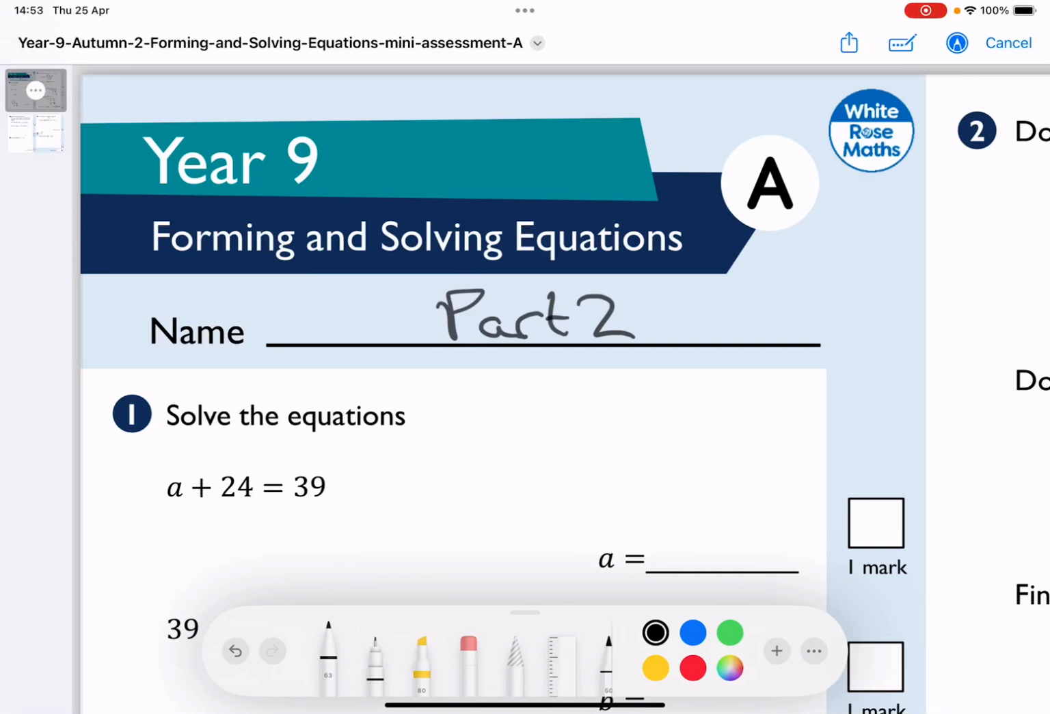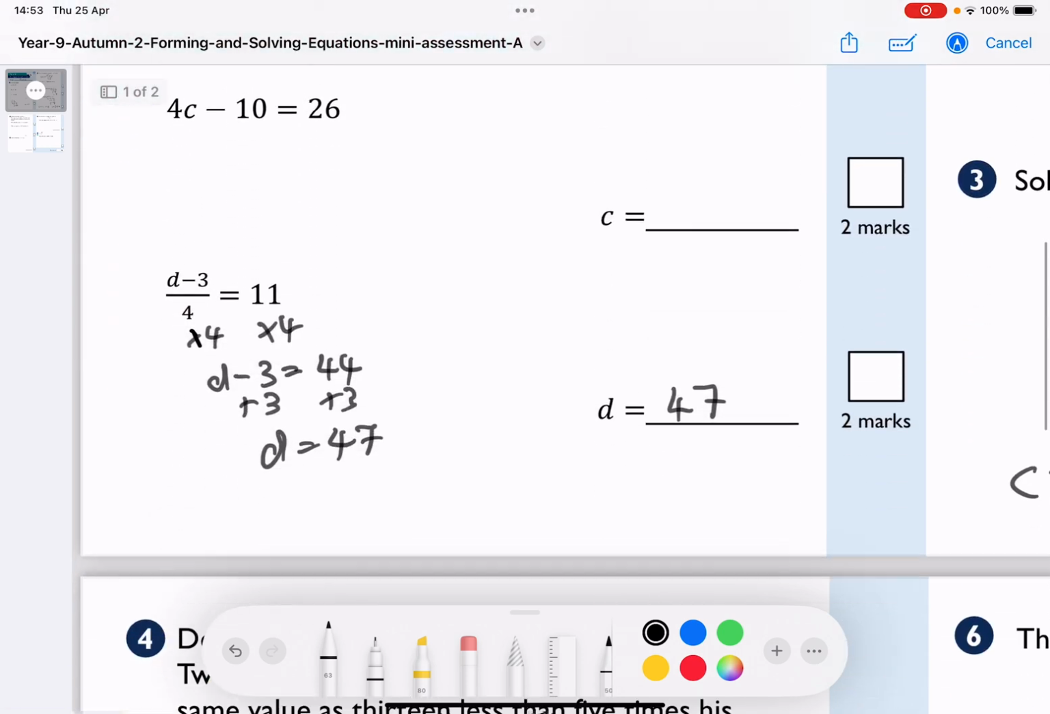Okay, Year 9, here's part 2 of forming and solving equations, day 4 of revision.